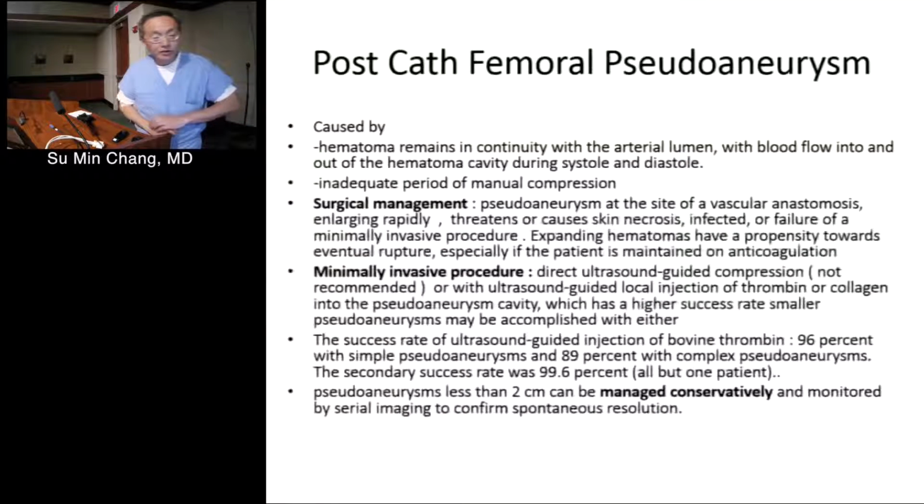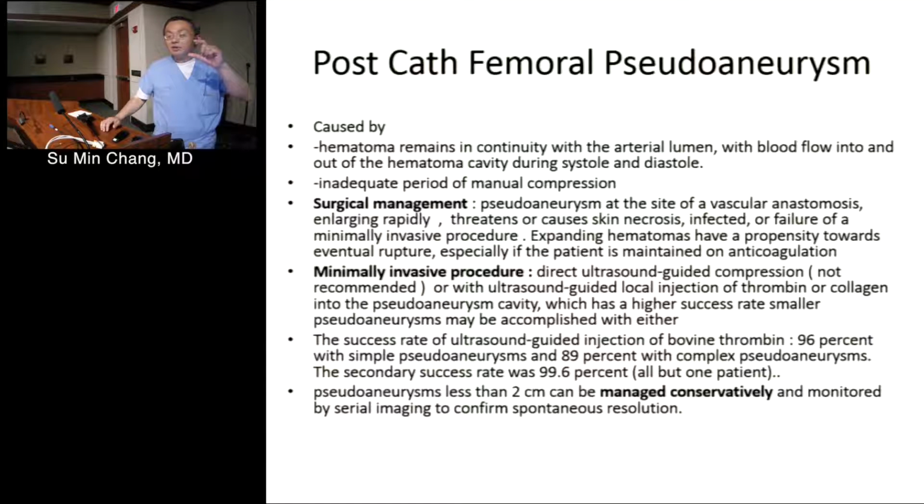So basically, this is called a pulsatile hematoma, in continuity with the arterial lumen, with blood flowing in and out in systole and diastole. Usually it's because the fellows are not compressing long enough. The old management strategy is surgical management, especially if it's close to an anastomosis site because of the potential complication of injecting thrombin into the vessels. Surgery is also considered if you get rapid enlargement, or it's so big and causing so much tension that it causes skin necrosis, or it's infected, and we feel a less invasive procedure is not appropriate. The major concern, if you don't treat it, is that the pseudoaneurysm could eventually rupture. The minimally invasive procedure is direct ultrasound-guided compression, which is not recommended because it takes a long time.